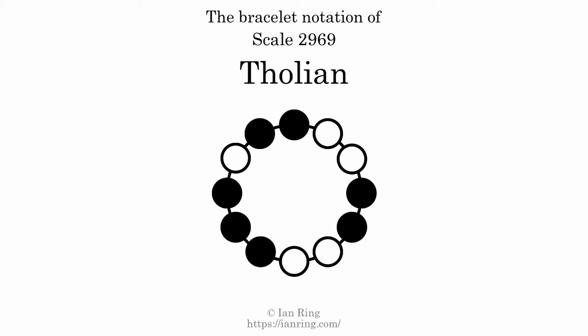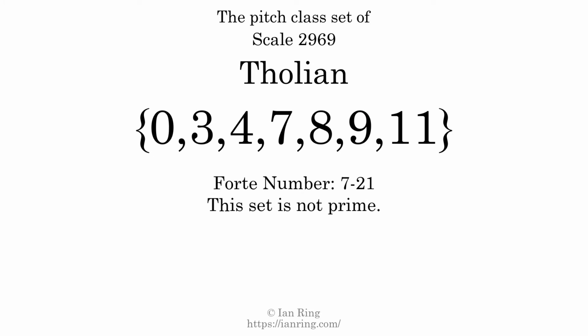This is a bracelet notation diagram of scale 2969. The shaded circles represent tones that appear in the scale, and they are read clockwise, starting at the top. The pitch class set for this scale is 0, 3, 4, 7, 8, 9, 11. The fault class is 721. This set is not prime.